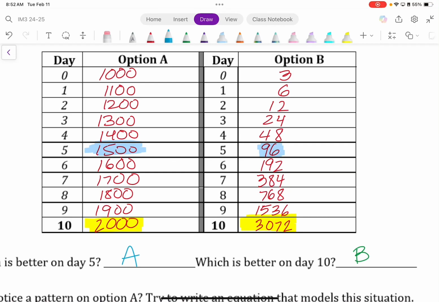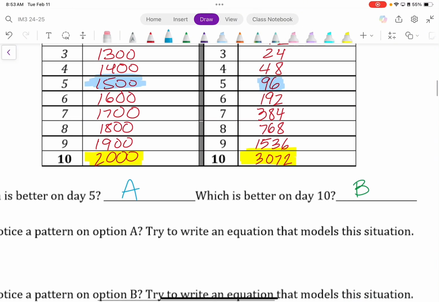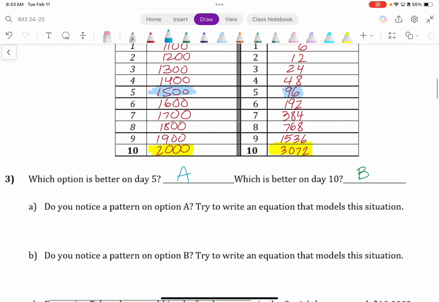So we want to give credit where credit is due. Option A is a great option if you need money fast. If you have time, if you have days, then yeah, give it a try with option B and make sure you wait at least 10 days. Okay. All right, now let's try to write an equation that models the situation with option A.